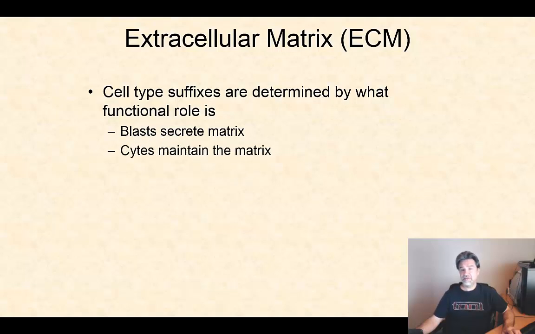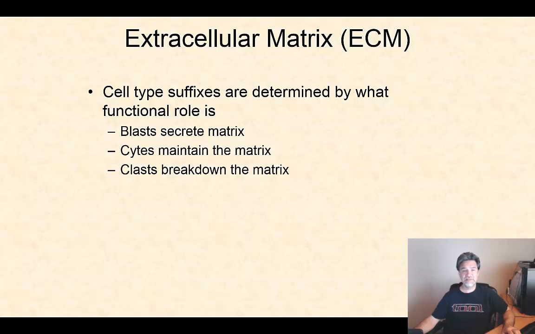If you are a cyte, then you used to be a blast cell, but you now have transitioned into the role of maintenance of the matrix. And lastly, one of the types of connective tissue, bone, has a third type of cell called the clast. And clast break down the matrix.